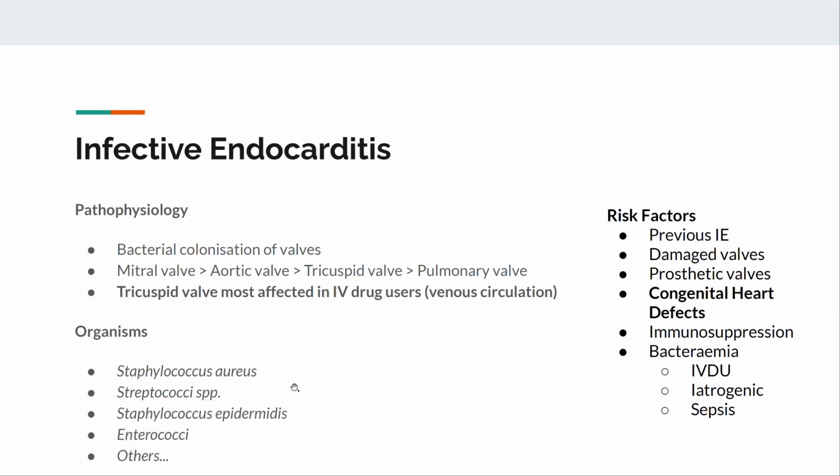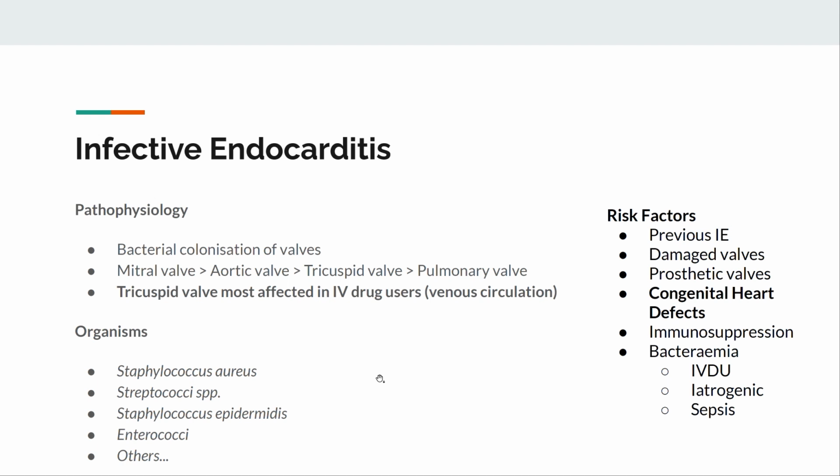Streptococci are very easily destroyed by the other penicillins. So benzylpenicillin is just an IV version of your standard penicillin. And then enterococci, gram-negative bacteria, can be quite easily killed by gentamicin. So the combination of the three will give you good coverage for the most common organisms that cause infective endocarditis.